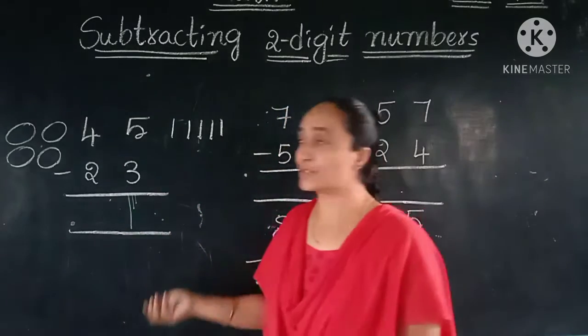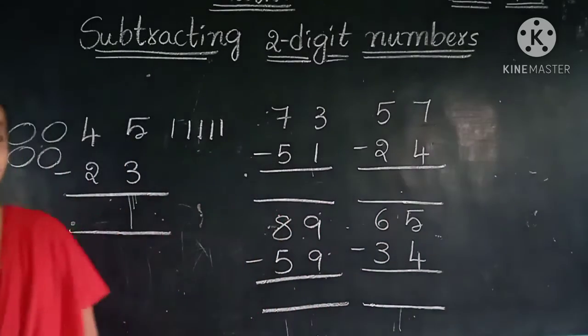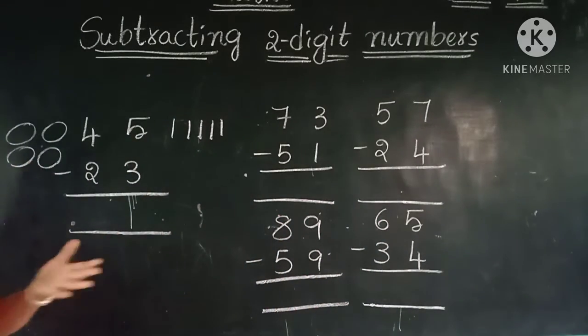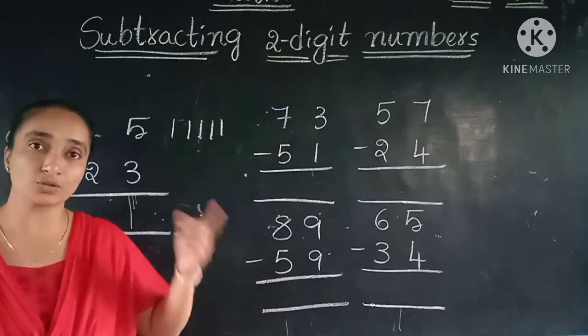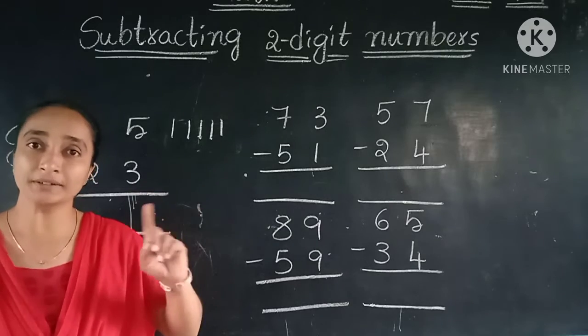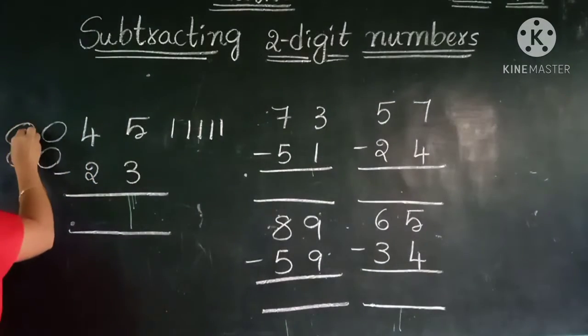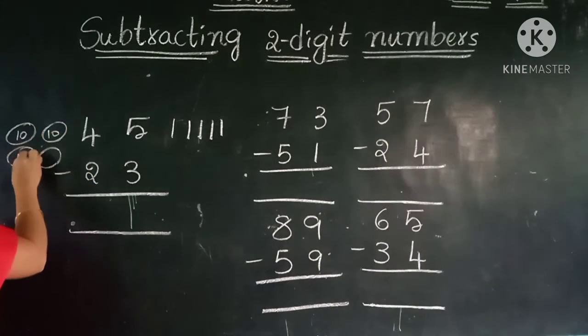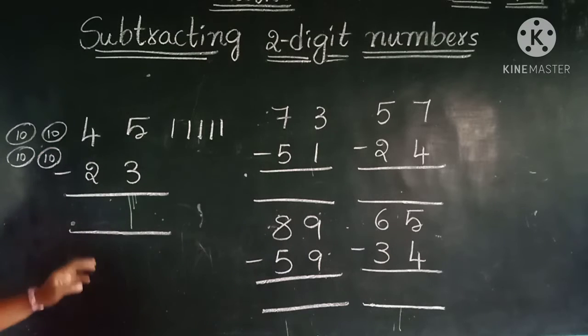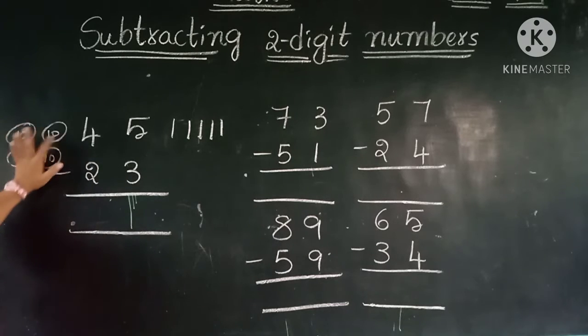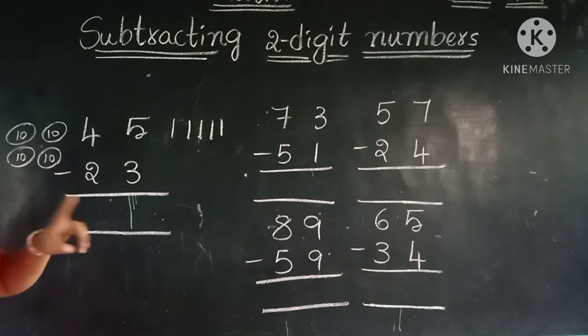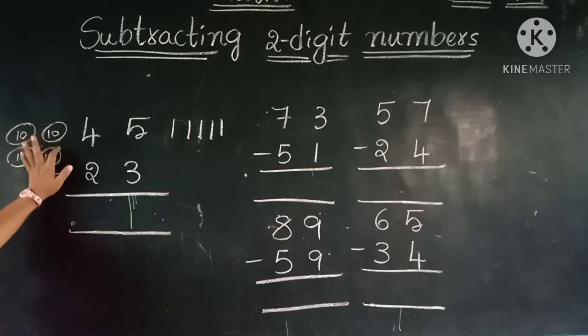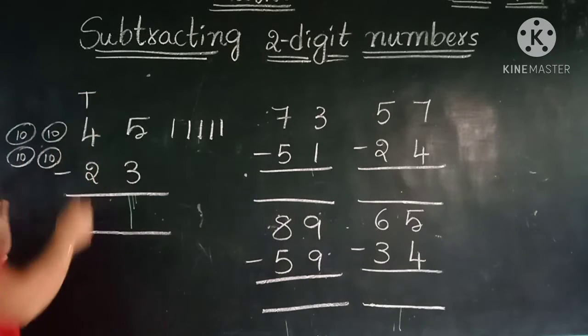So here we can see children, idlis. Four plates of idlis are there. In each plate there are 10 idlis. So here the 10, here the 10, here the 10 and here the 10. 4 tens. So 4 plates of idlis. In each plate 10 idlis are there. So 4 tens are 40. So this is the tens.